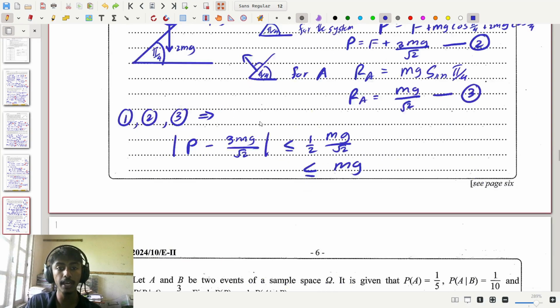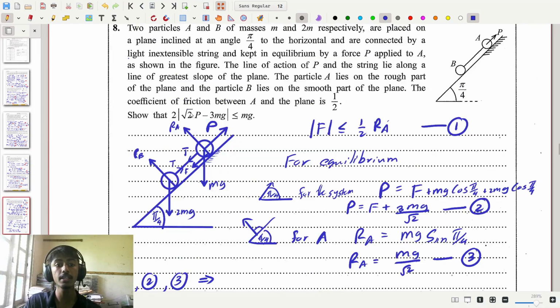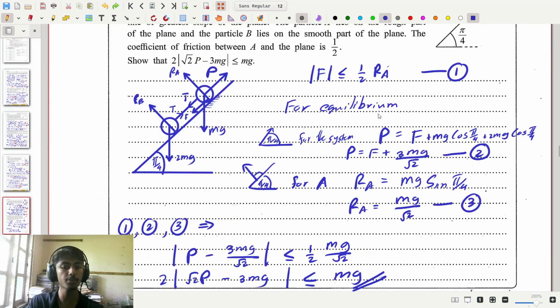and if I keep the 2 on the outside I have 2 times the modulus, and on the inside I have everything multiplied by root 2, which means I have root 2 times p, root 2p minus 3 mg divided by root 2 times root 2, which is going to be equal to 3 mg. So therefore I get 2 times modulus of root 2p minus 3 mg less than or equal to mg. And this is exactly the inequality that they want us to find at the start. So with that, we are actually done with this question.